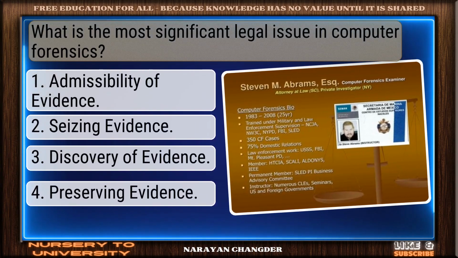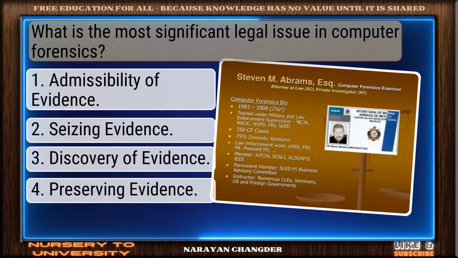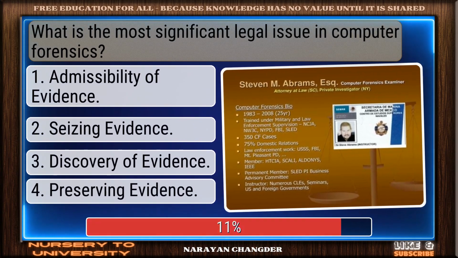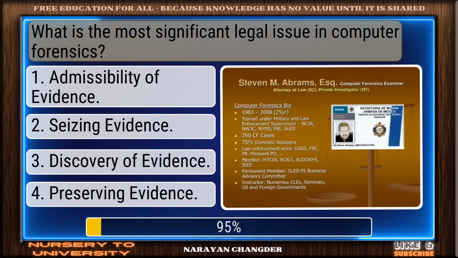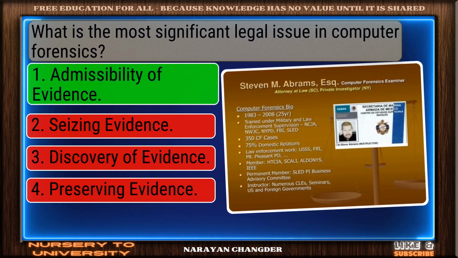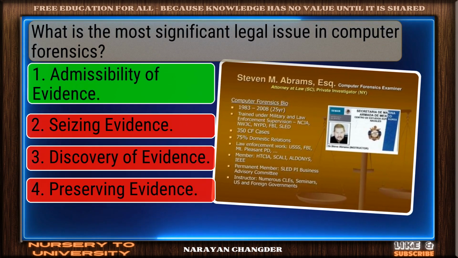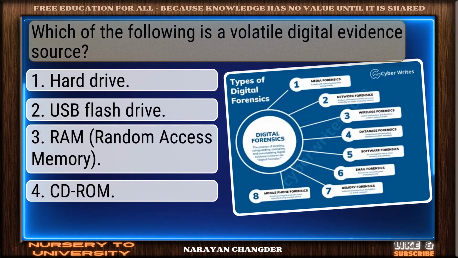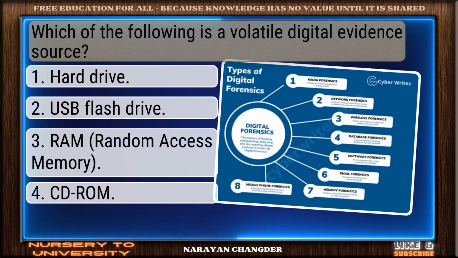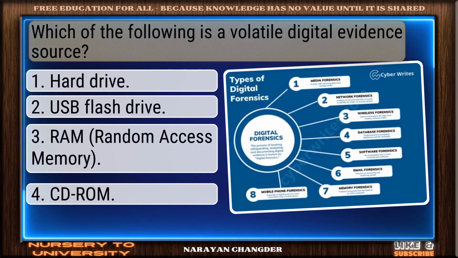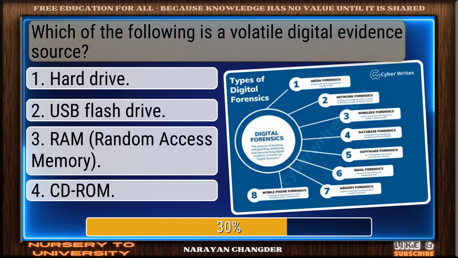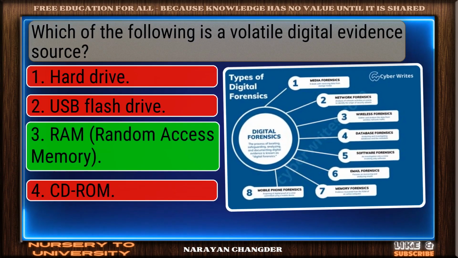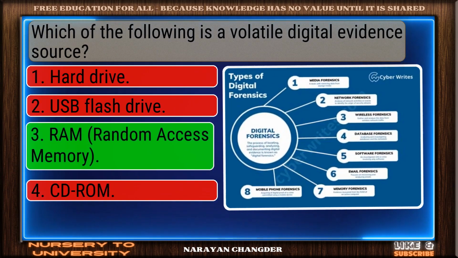Question number 60. What is the most significant legal issue in computer forensics? Good job. Your answer, admissibility of evidence, works well here. Question number 61. Which of the following is a volatile digital evidence source? On track. RAM is the correct answer.